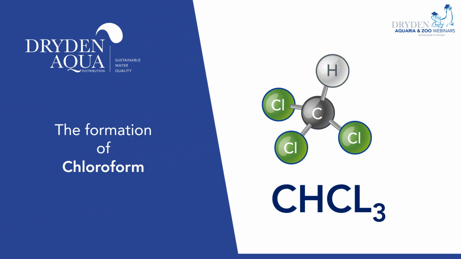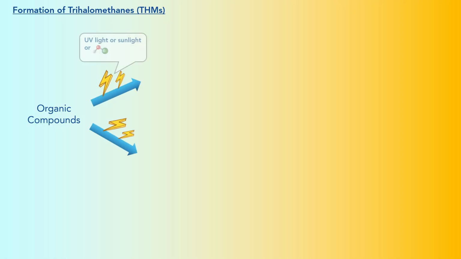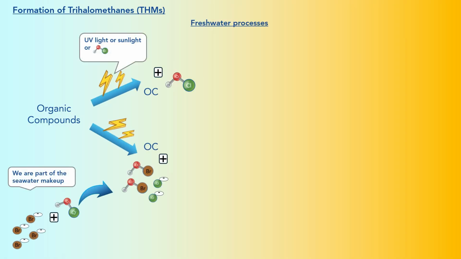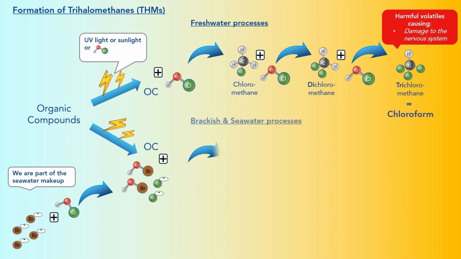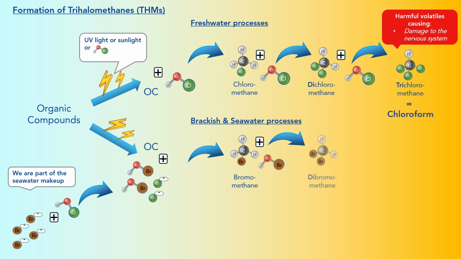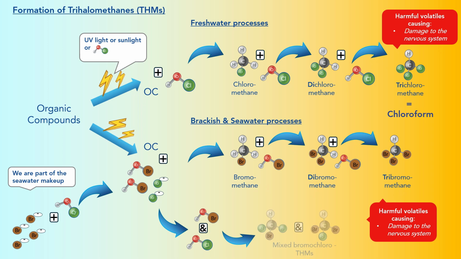And is the formation of trihalomethanes very different to the formation of trichloramines? Well, these form when organic compounds are exposed to UV or sunlight in the presence of free chlorines or bromines in seawater. As the reaction proceeds, the chlorine or bromine radicals hit the molecule and the hydrogen atoms are replaced. As time goes on, there is an increasing chance of trichloromethane being produced. And also in seawater, we get tribromomethanes and mixed bromo and chloromethanes.